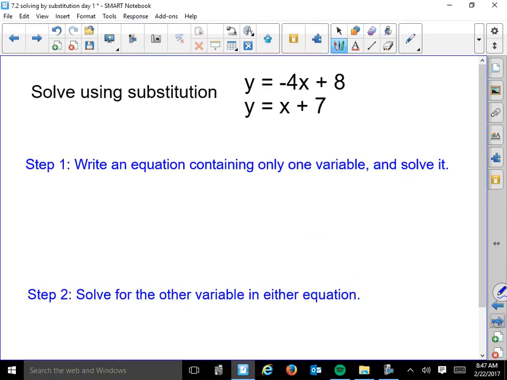Okay, let's look at a second example. Okay, solve using substitution, and the equations are y equals negative 4x plus 8 and y equals x plus 7.